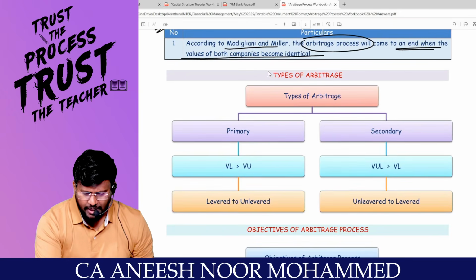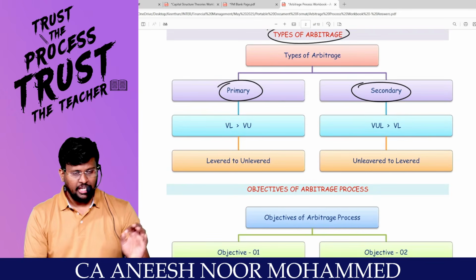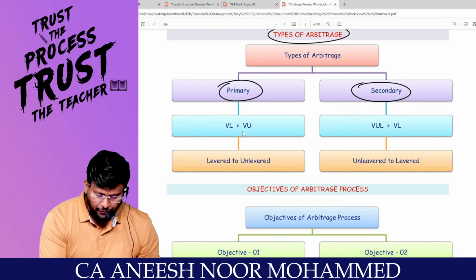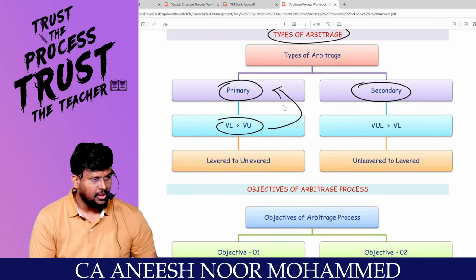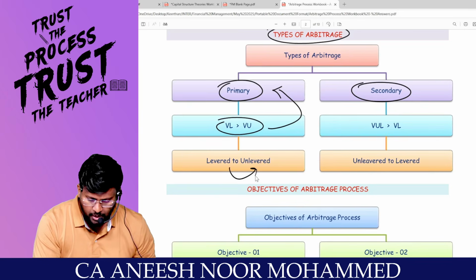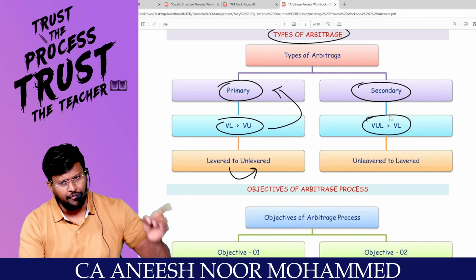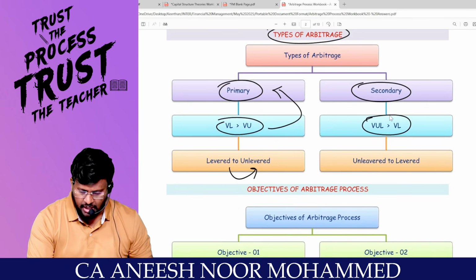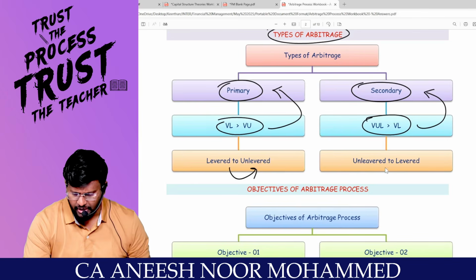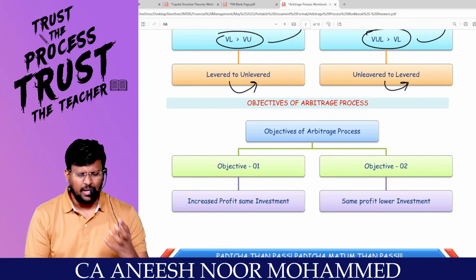So there are two types of arbitrage. Number one, primary arbitrage: if the value of the levered firm is more than the value of the unlevered firm, that is called what arbitrage? In primary arbitrage, people will shift from the levered firm to the unlevered firm. If the value of the unlevered firm is more than the value of the levered firm, then it is called secondary arbitrage, and people will move from the unlevered firm to the levered firm. Right, sir? For what purpose?